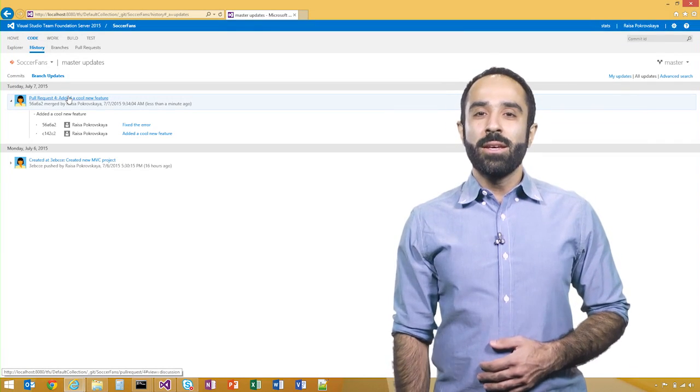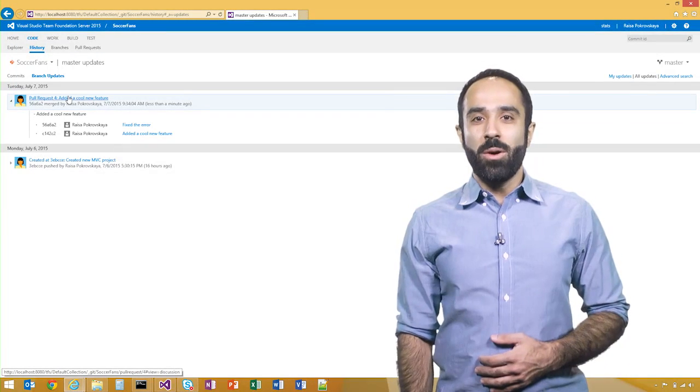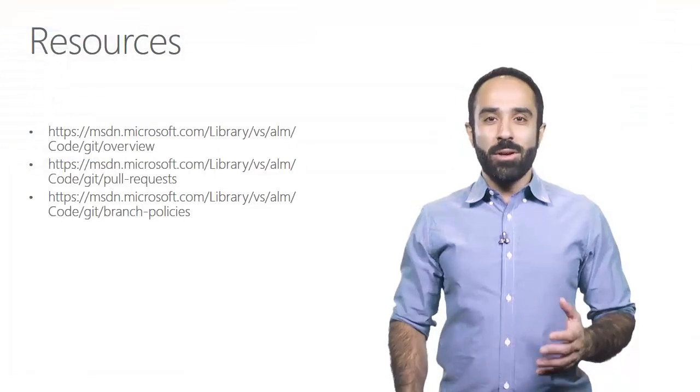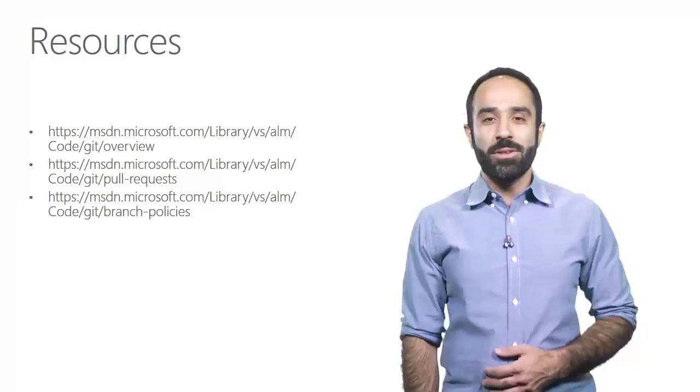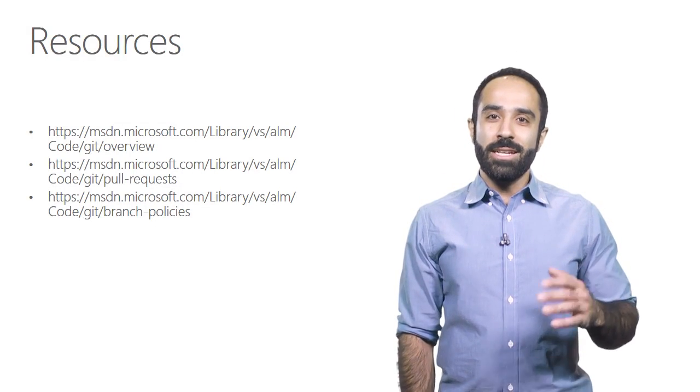All right, that was a quick look at how to use Visual Studio and Team Foundation Server to work with branches and how to work with policies to manage the quality of your branches. There's a whole lot more information, and here's some resources for you to read up on. My name is Saeed, and thanks for watching.